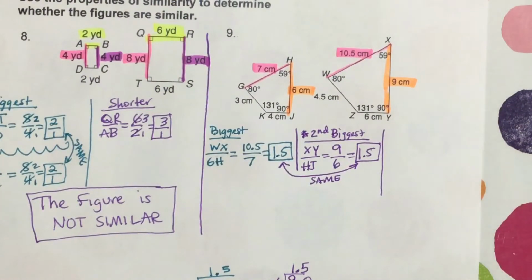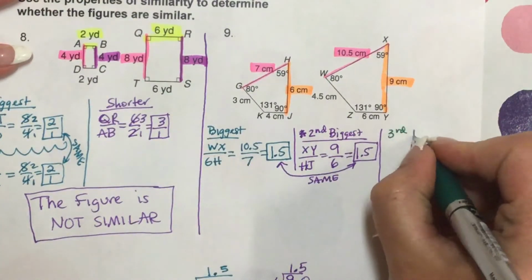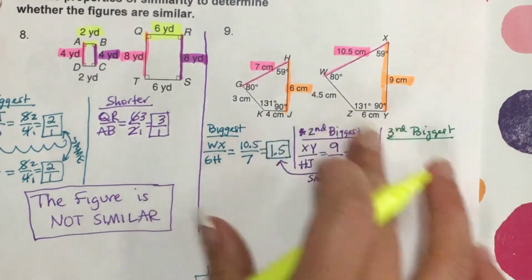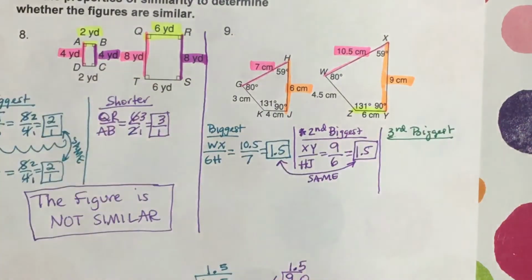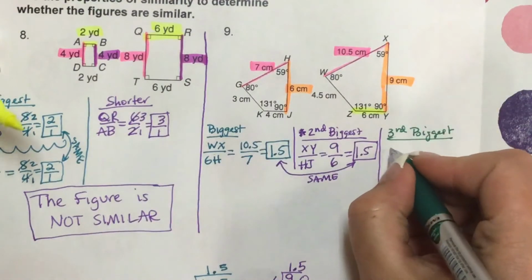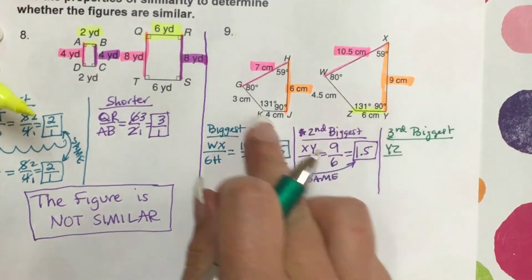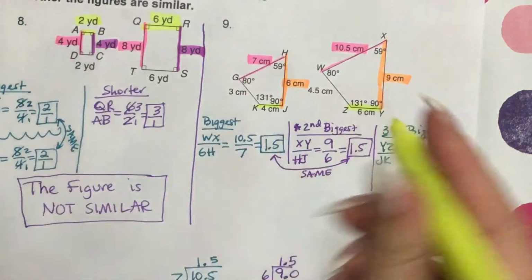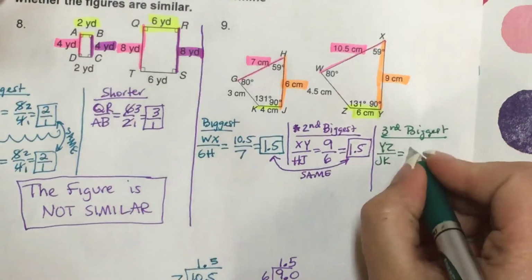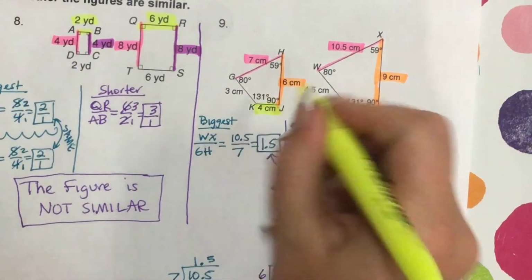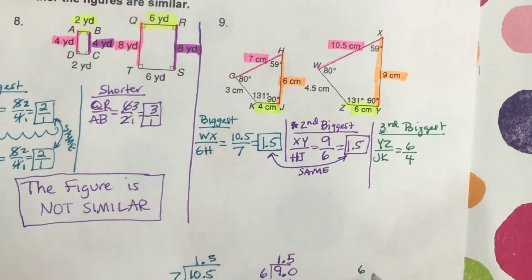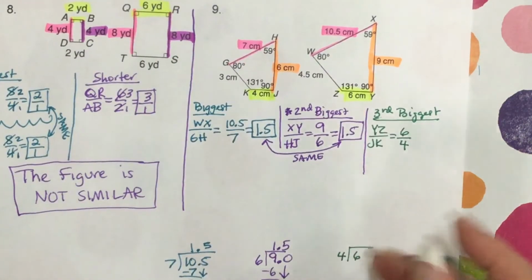Okay, the third biggest side. The third biggest side, which would be this one, would be YZ. Make sure we're putting this on top of the ratio or the fraction. YZ over the third biggest would be right here, JK. And then we go ahead and fill in the numbers. So that's going to be 6 over 4. And we're just going to convert this to a decimal. So I'm going to go 6 divided by 4. And then do that division.